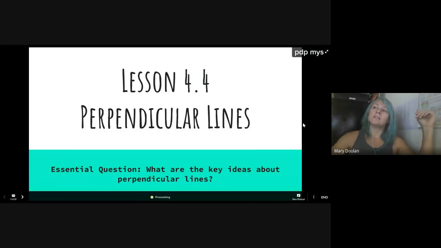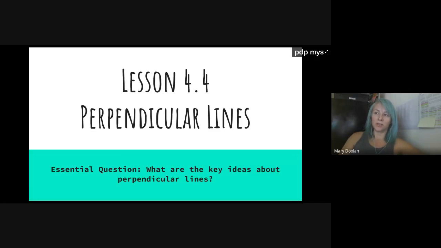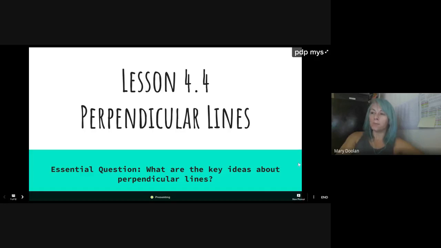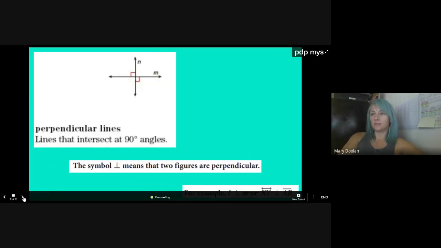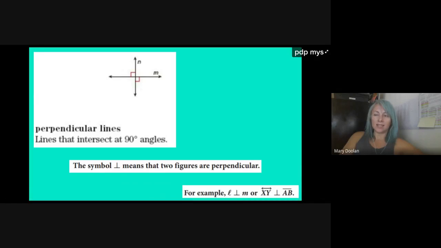And so this lesson is on perpendicular lines. Your EQ, what are the key ideas about perpendicular lines? All right, so we have some vocabulary here just to start. Perpendicular lines, those are lines that intersect at 90-degree angles. And there's a picture there, shows you two lines that are perpendicular to each other. And the little box, that means that those are right angles, 90-degree angles.